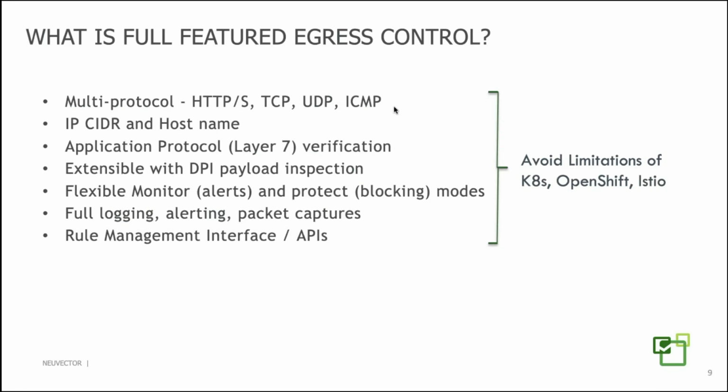Being able to verify the application protocol, like we talked about, is an additional layer of security to make sure there's not an attack built into those other, lower level protocols. Being able to also do deep packet inspection allows you to extend egress control to interesting use cases, such as going through a proxy, which is something we'll talk about in a minute.